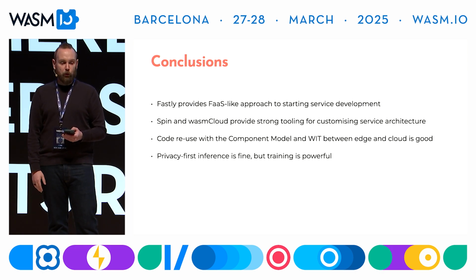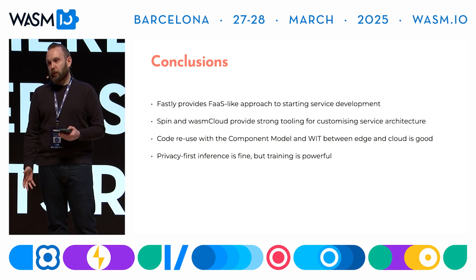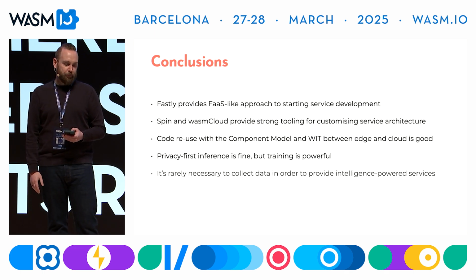We're using a lot of similar components without having to think about the target we're building towards. And then we have privacy-first inference, which is great. That helps you get so far, but training is where the powerful thing is. If you're still collecting data to train, then privacy-first inference is a little bit weak. It doesn't really solve the privacy issues.